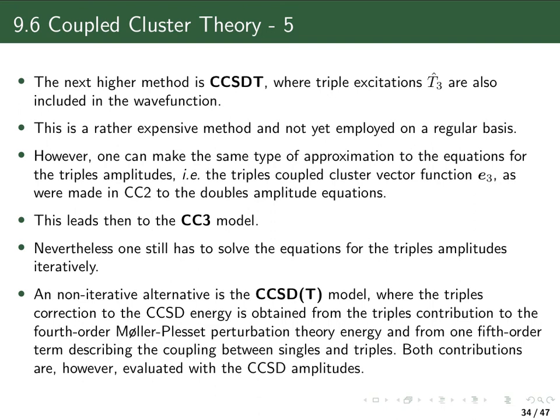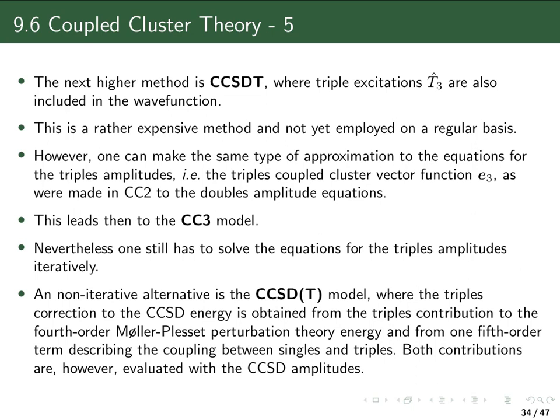Now the next higher level is then CCSDT, where also the triple excitation operator is included in the wave function. This is a rather expensive method, and it's not yet really used on a regular basis. There's a similar approximation to CCSDT as CC2 is to CCSD, and that method is called CC3. And again, what one does is that the amplitude equations for the highest level of excitations, which in this case would be the triple excitations, are approximated similarly as is done in CC2. However, if one uses CC3, one still has to solve iteratively amplitude equations for the triples, which is still expensive.